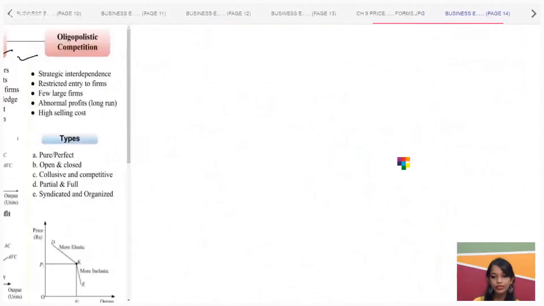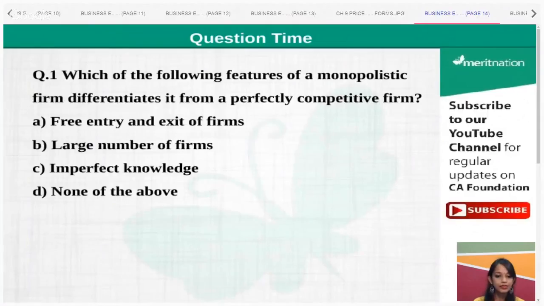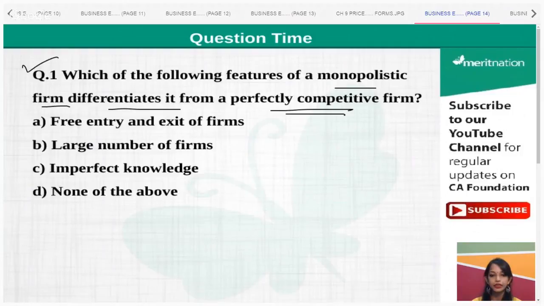Okay, first question from this chapter: which of the following features of a monopolistic firm differentiates it from the perfectly competitive firm? Now, everyone, this should be very simple. If you recall, monopolistic is that particular market wherein the firms are larger in number, and in perfect competition also firms are larger in number. But what is the only point which differentiates the two, guys? Quickly, this should be simple.